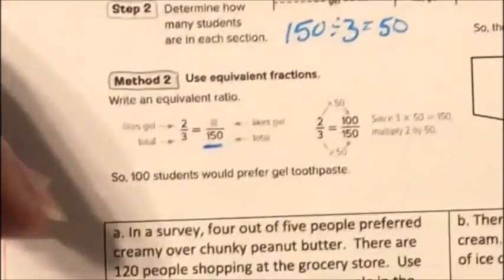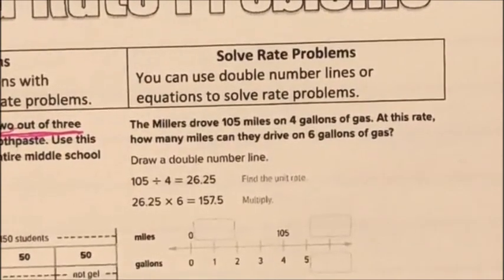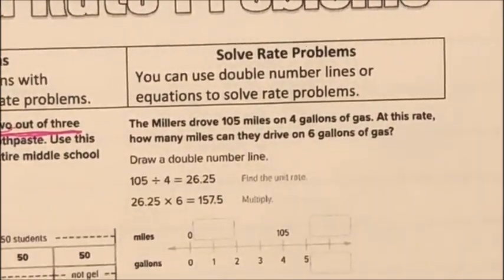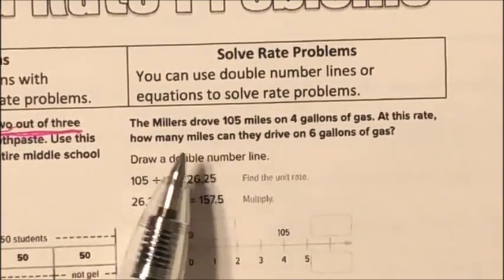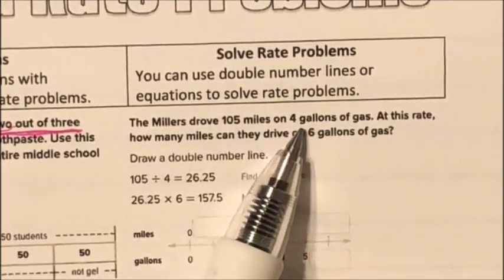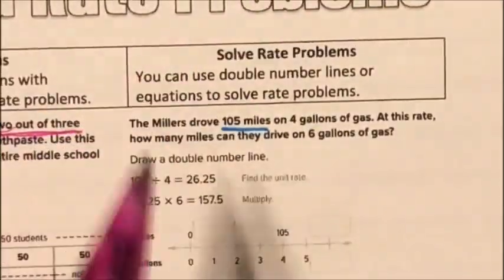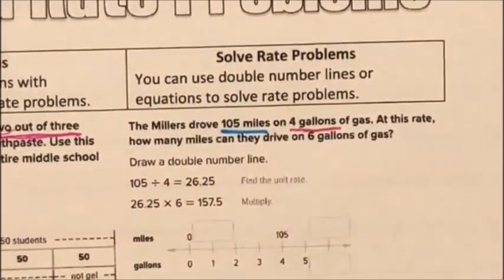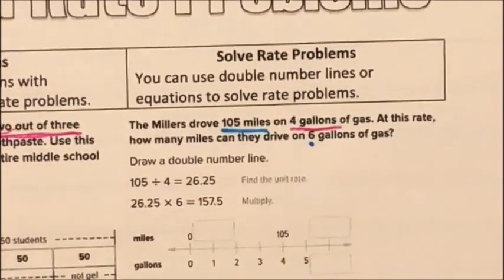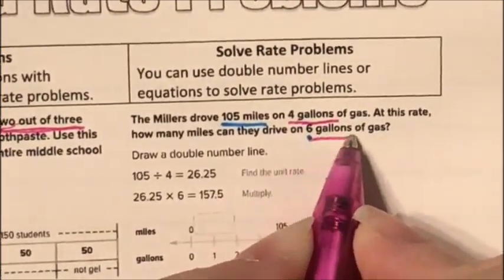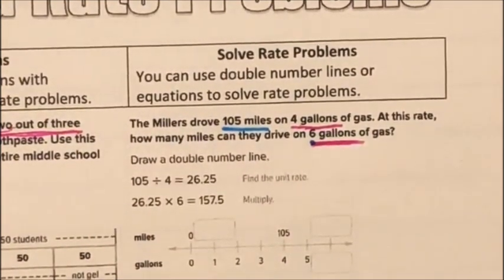All right, so let's look at the next section. It says solving rate problems. You can use double number lines or equations to solve rate problems. So I have the Millers drove 105 miles on 4 gallons of gas. 105 miles, 4 gallons. At this rate, how many miles can they drive on 6 gallons? So 6 is pink because gallons keep the same colors. So 6 gallons of gas. Draw a double number line.